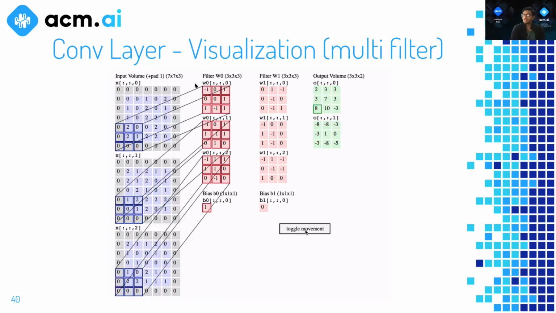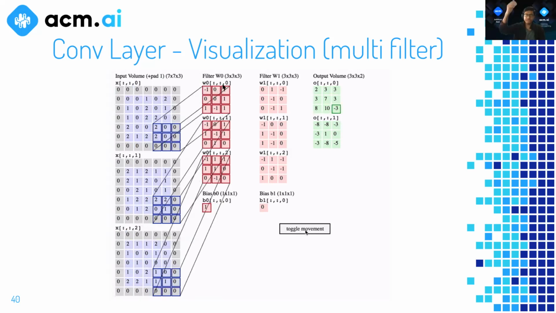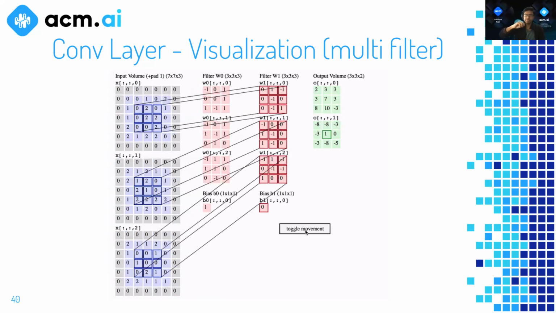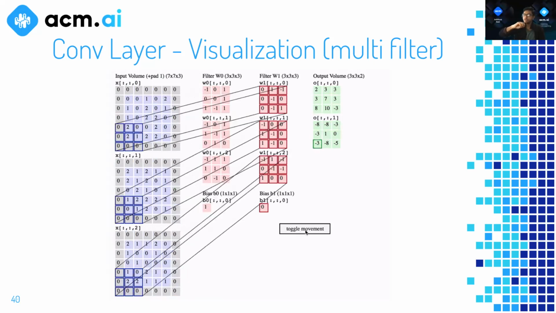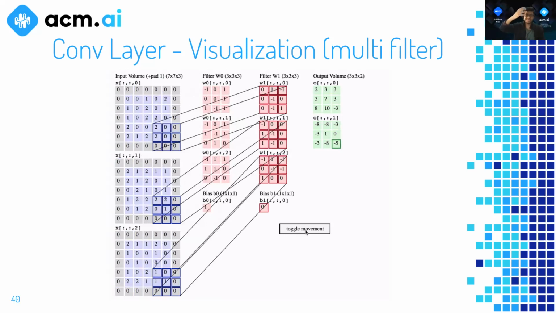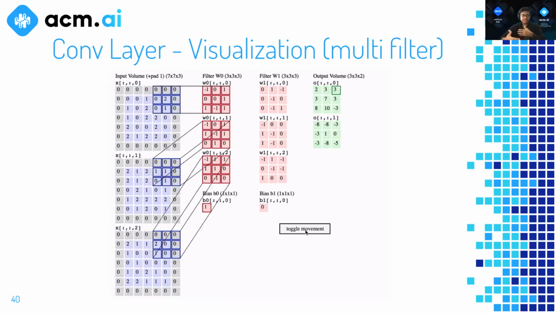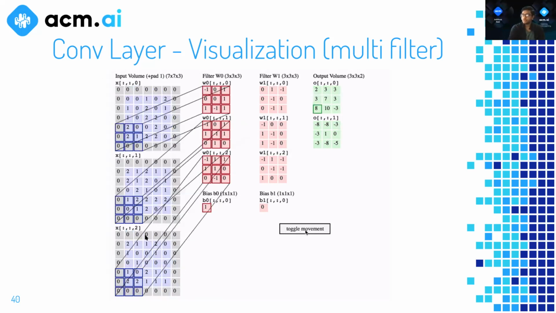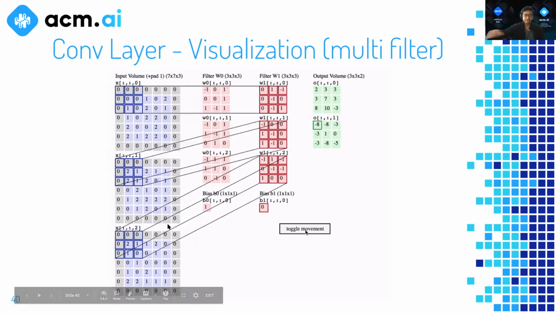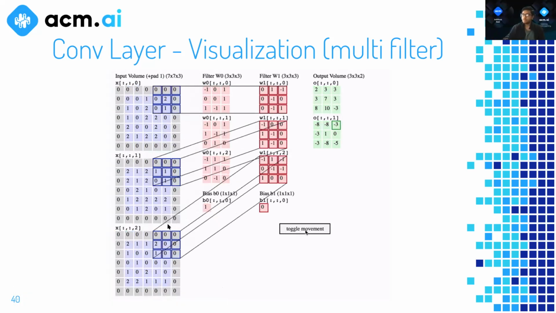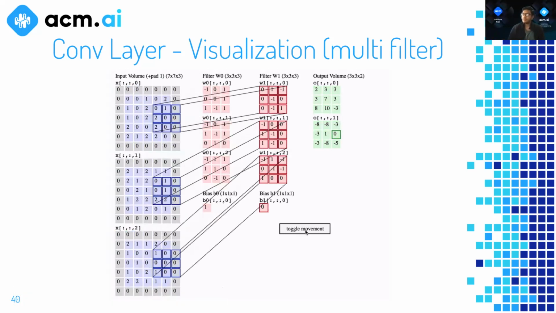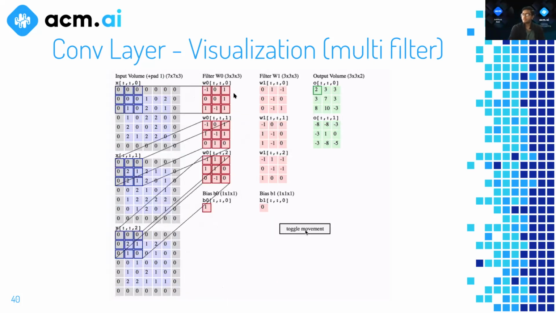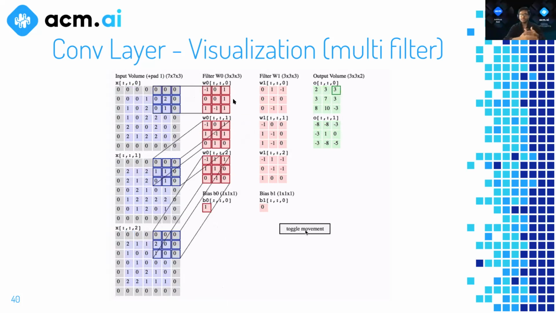So filter W0, we have 3 different filters to deal with every single, like, depth, the RGB depth of the input image. As you can see, the input image itself is split into 3 different layers to represent each of the 3 different RGB channels that you have. Again, because of that, you have 3 different filters to deal with each of those RGB channels.